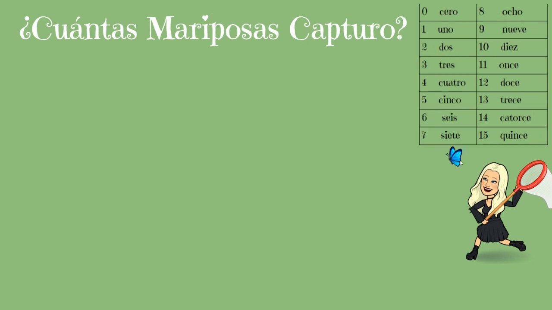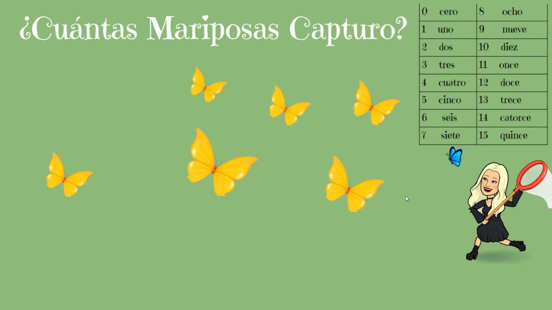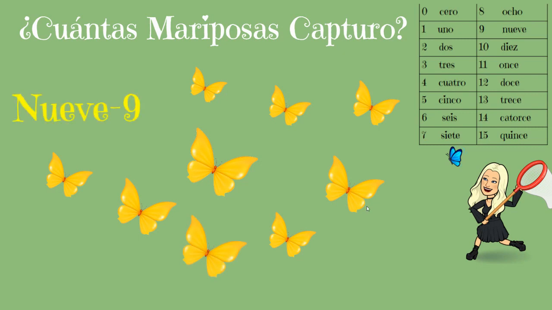Let's try it again. Make another prediction. ¿Cuántas mariposas capturo? Here we go. Let's count. 1. Count with me. 2, 3, 4, 5, 6, 7, 8, 9. Hay 9 mariposas.